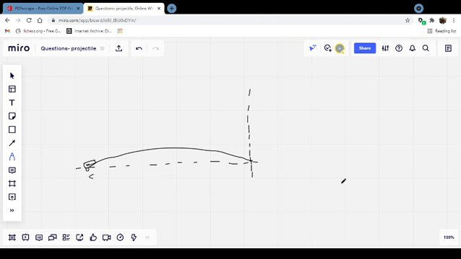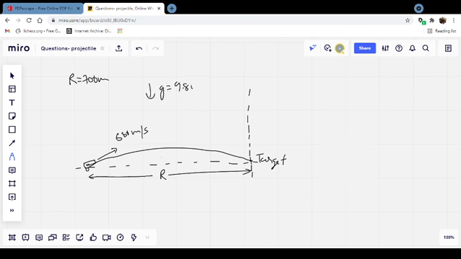So this distance, the range of the cannon, this is your target. The range of the cannon is given as 700 meters. What else is given? The projectile is fired with a speed of 630 meters per second. G is given as 9.8 meters per second squared.